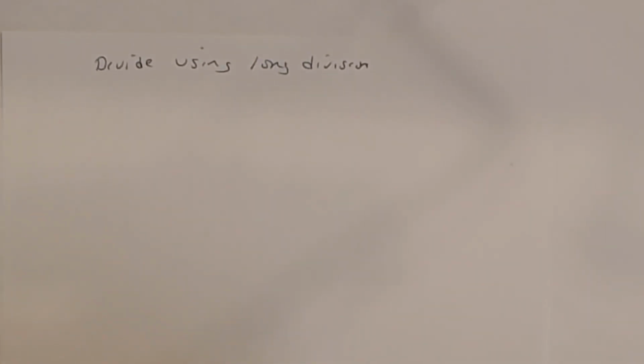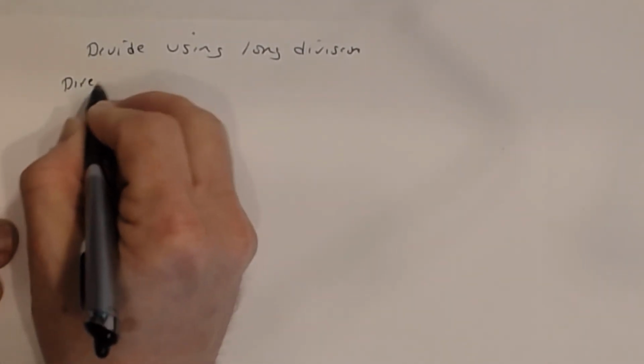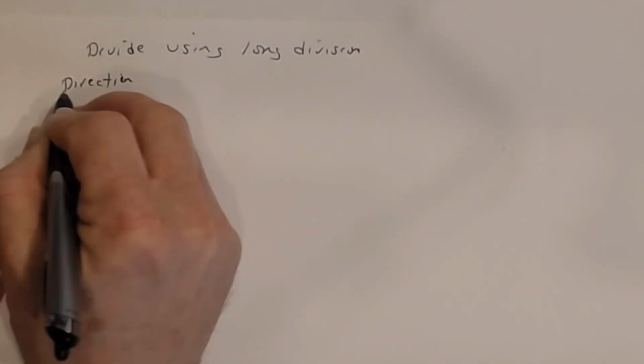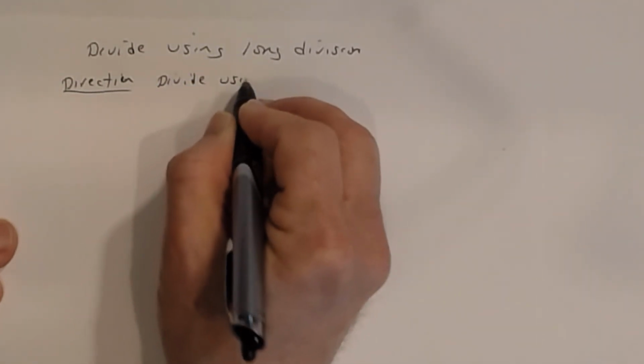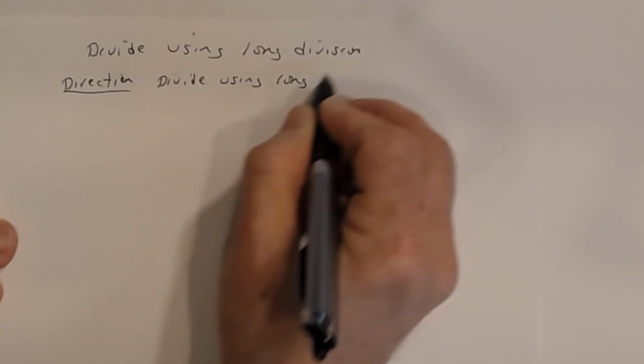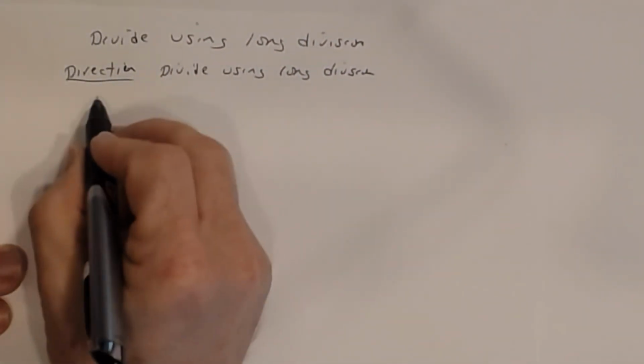Okay, so divide using long division. Now the problem is going to look like this. The direction is going to say divide, and it'll probably say long division. Divide using long division. All right, now here's how it's going to look.